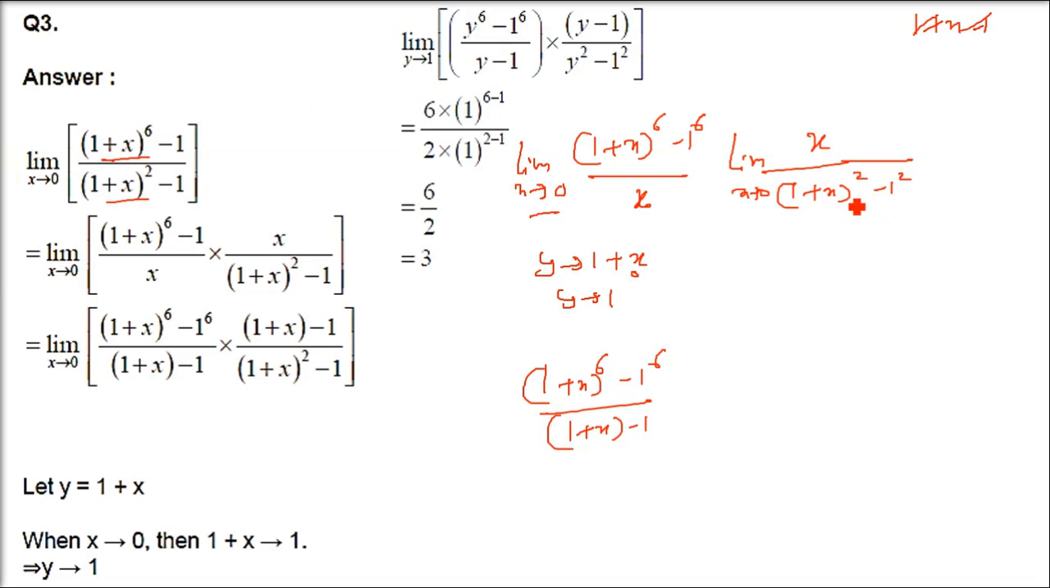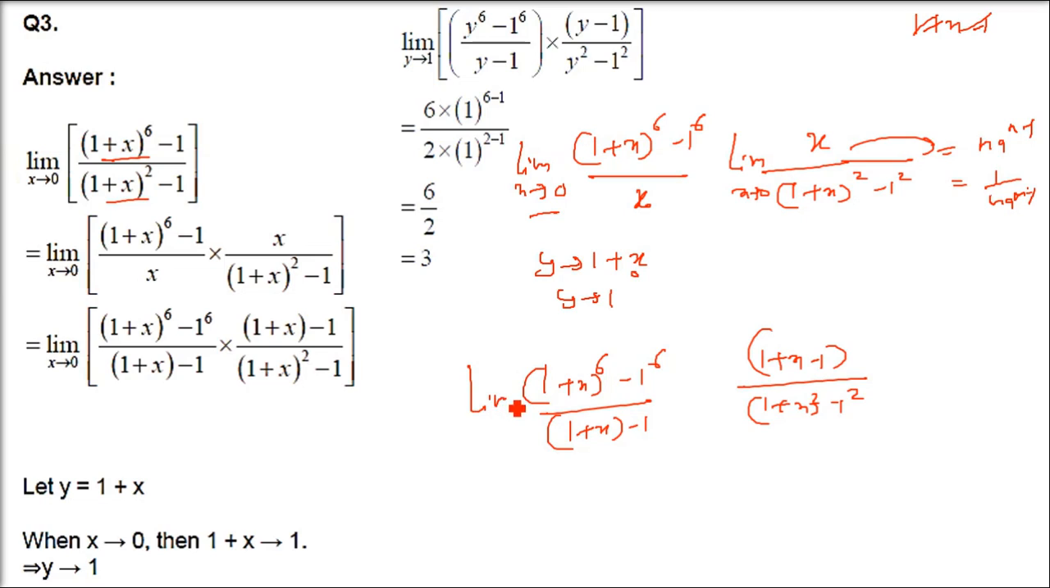Now the second part, we are going to take the reciprocal. So 1 by n a to the power n minus 1, we are going to write 1 by n a to the power n minus 1. So this is 1 plus x to the power 6 minus 1 by 1 plus x minus 1, and here 1 plus x square minus 1 square over 1 plus x minus 1. Now limit x tends to 0, so y tends to 1 because the limit has changed. Similarly, the second one also.